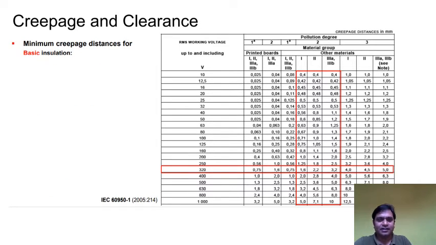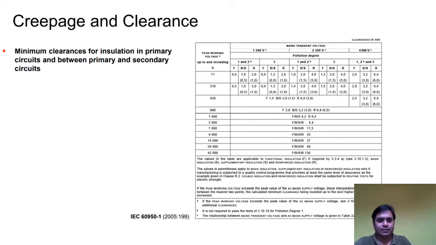What should be the minimum creepage and clearance distance? According to IEC 60950, here is the table provided for different material groups, different working voltage requirements and different pollution degrees. We can follow this table and find the appropriate creepage and clearance distance. The minimum clearance for insulation in the primary circuit and between primary and secondary circuit can be calculated according to this table.